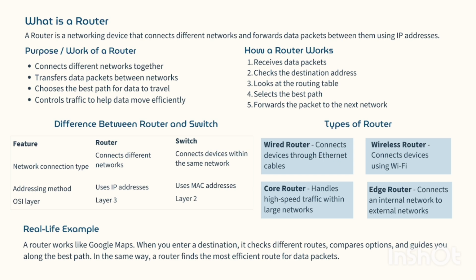Now let's understand the difference between a router and a switch. A router connects different networks while a switch connects devices within the same network. A router uses IP addresses while a switch uses MAC addresses. There are different types of routers such as wired routers, wireless routers, core routers and edge routers. Wired routers connect devices through Ethernet cables. Wireless routers connect devices using Wi-Fi. Core routers handle high-speed traffic within a large network. Edge routers connect an internal network to an external network.